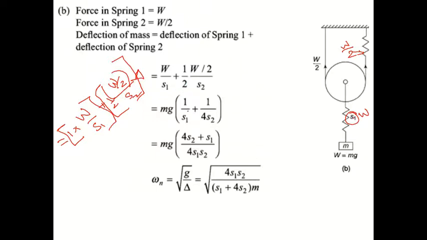Now in W by S1, take the W out. W is common, and W means m into g. Inside, what will be there? 1 by S1 plus 1 by this 2 will come here, so 2 into 2, 4, giving 4 S2. Now bring 4 S2 here and S1 here. Cross multiply: 4 S2 plus S1 divided by 4 S1 S2. Now substitute the deflection value. If you substitute, you will get root of 4 S1 S2 divided by S1 plus 4 S2 into m.